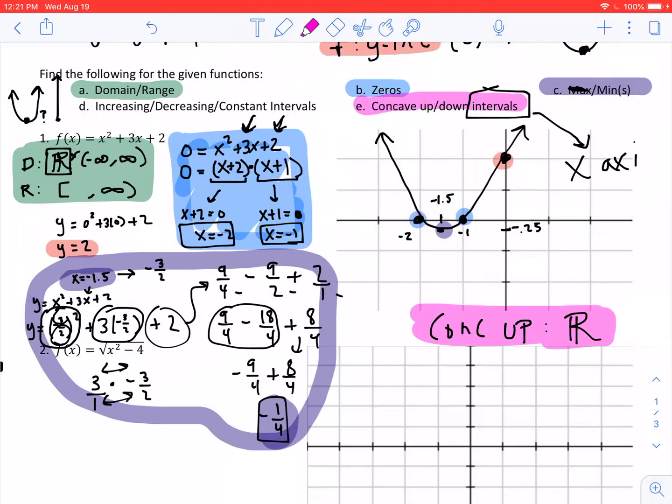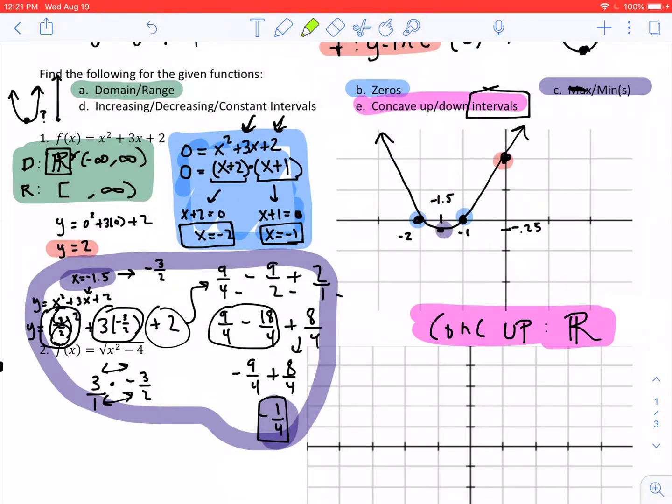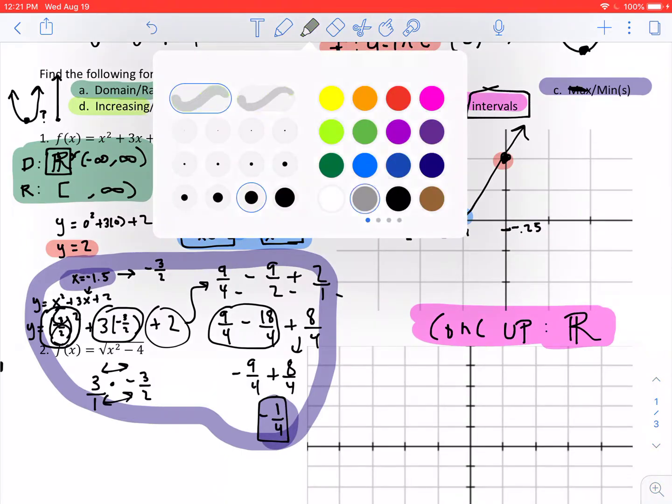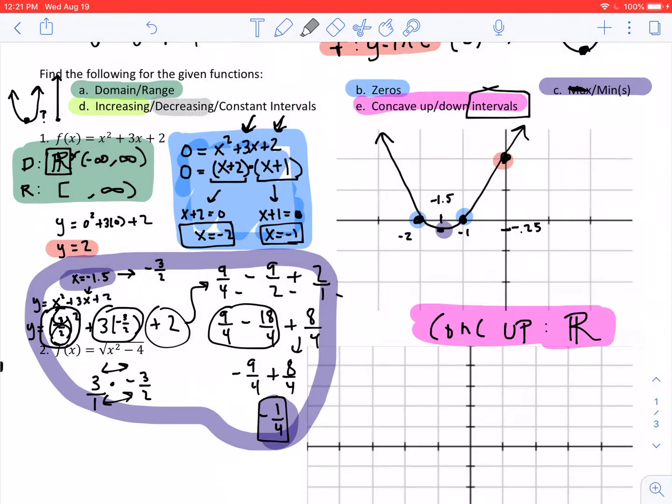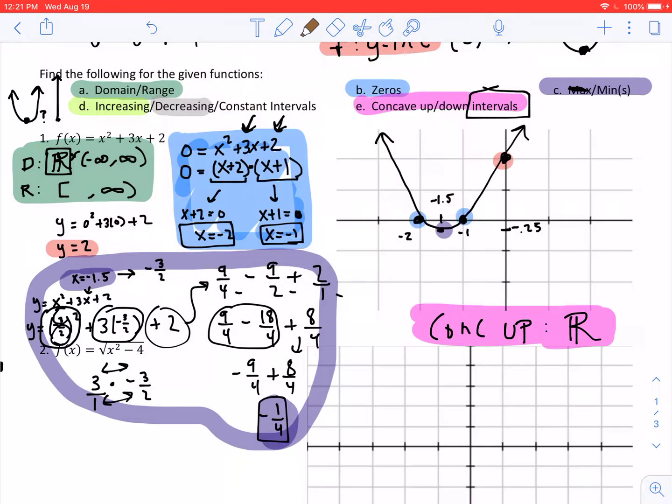Cool. All right, so then let's look at the last part of this, which is increasing, decreasing, and constant intervals. Maybe increasing we'll do in this lime green. Decreasing we may do in gray. Whoa, edgy. And then constant we'll do in brown.